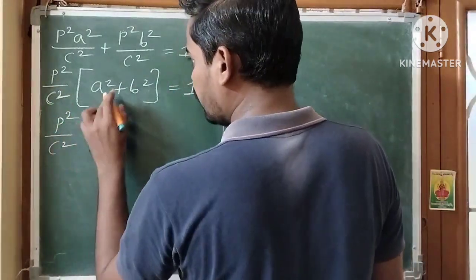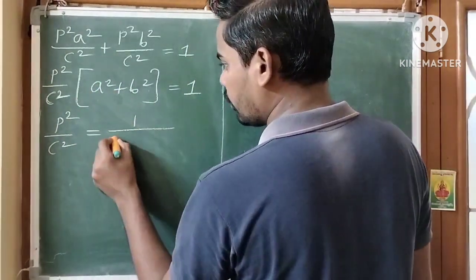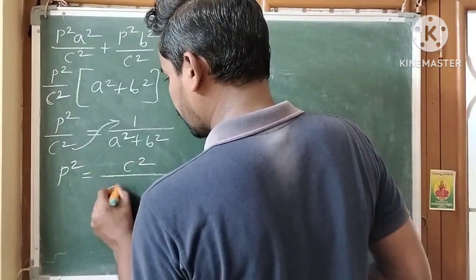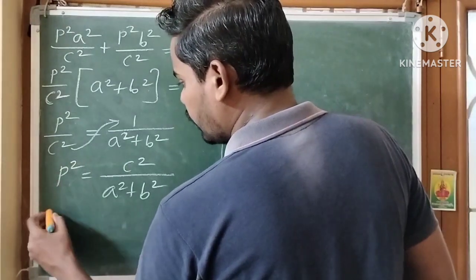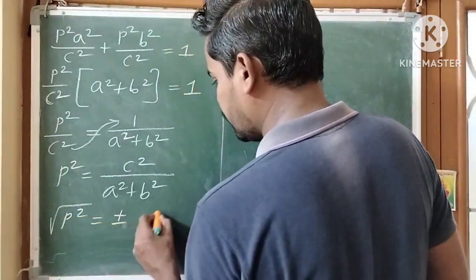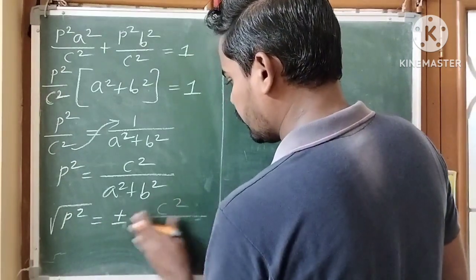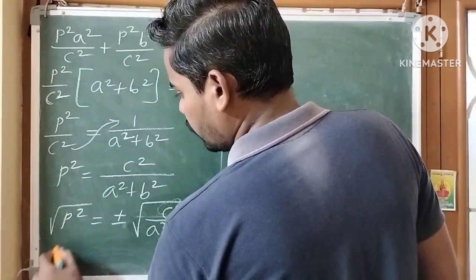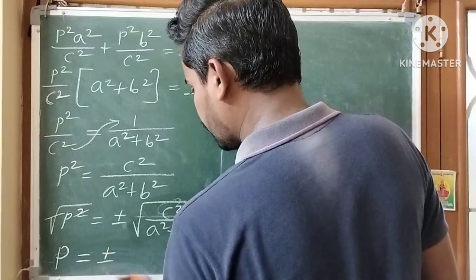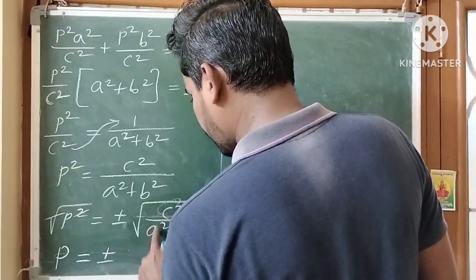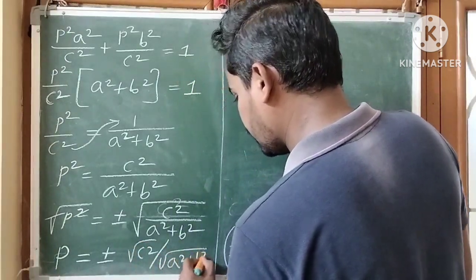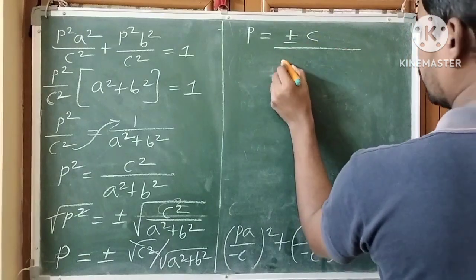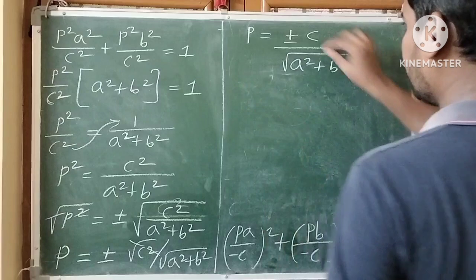Transposing a square plus b square, multiplication becomes division, we get 1 by a square plus b square. Now transpose c square: p square is equal to c square by a square plus b square. Apply square root on both sides: p is equal to plus or minus the square root of c square by a square plus b square. The square root gets cancelled, so p is equal to plus or minus c by root over a square plus b square. And here we have two possibilities.